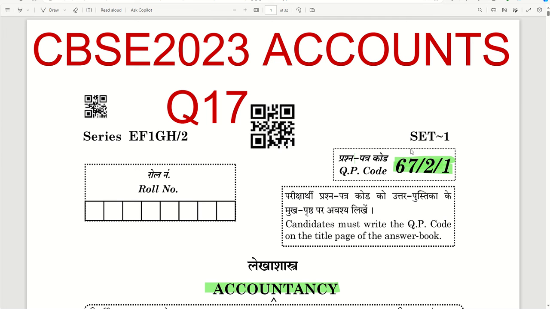Which is CBSE 2023 accounts, the series 2 set 1 paper. We are going to solve this.